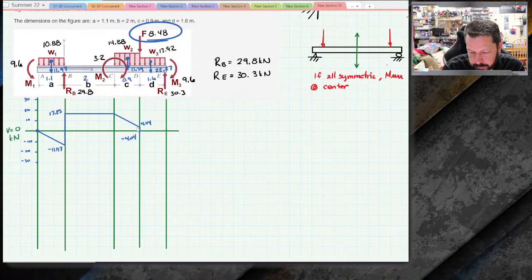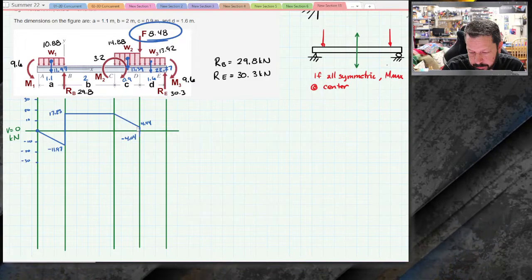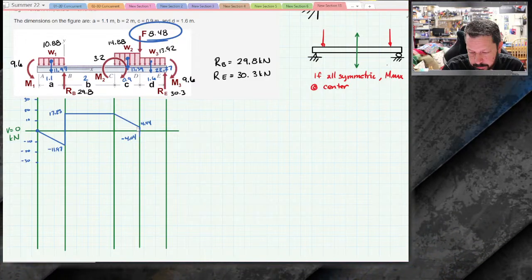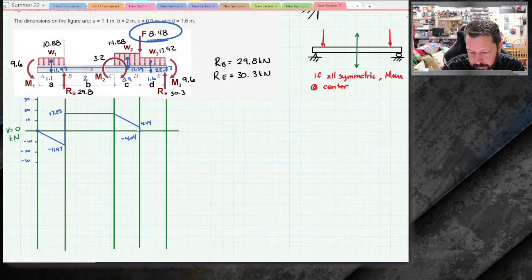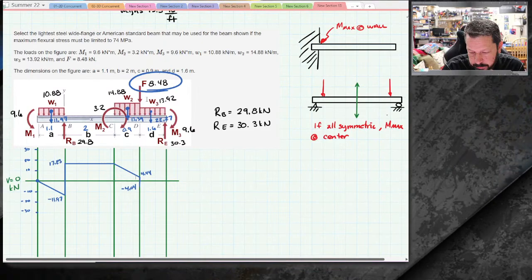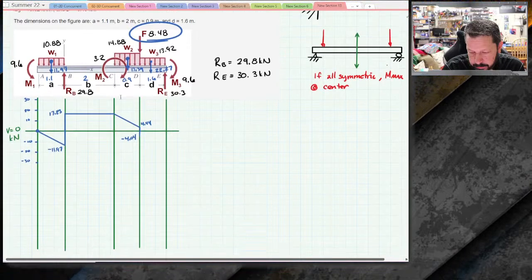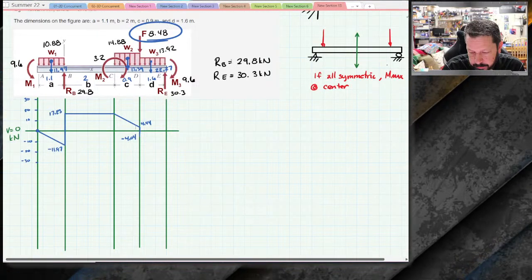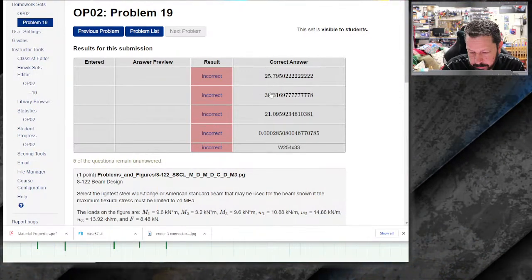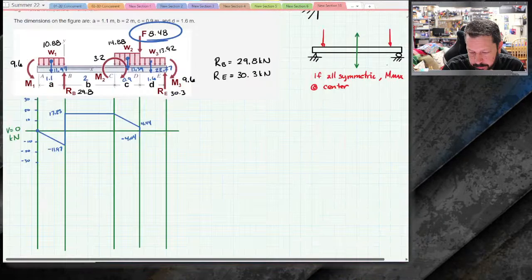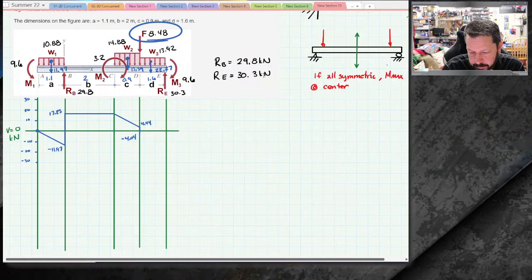Uh-oh. Something didn't work out right. Let me check my numbers here. Or maybe I wrote something down wrong. Let me make sure I didn't write something down wrong. 13.92, 14.88. Hopefully I didn't write my reactions wrong. Let's see. I just copied them from here. It should be those two, 25.8, 30.3. Whoa, I did write that down. 25.8, I wrote 29.8. There we go, that's our problem.